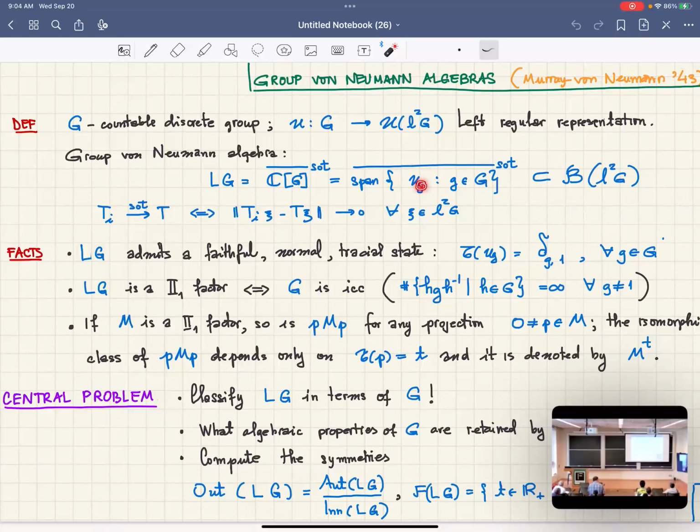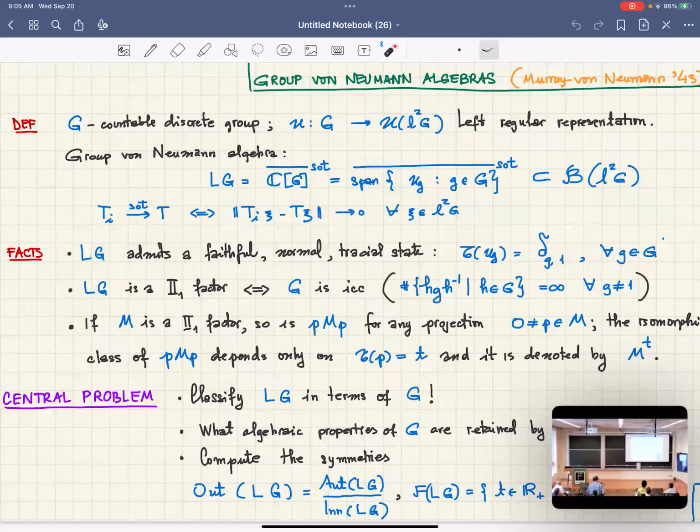So in essence, every element of G induces a translation operator on the square summable functions on G, right? And if you take the linear span of such operators, this forms a copy of the group ring, which is represented in the bounded operators over L2 of G. And then we just simply take the strong operator topology closure or weak operator topology closure, or whatever you prefer. And the resulting object is what we call the von Neumann algebra associated with the group, okay?